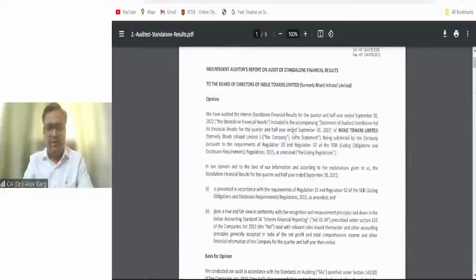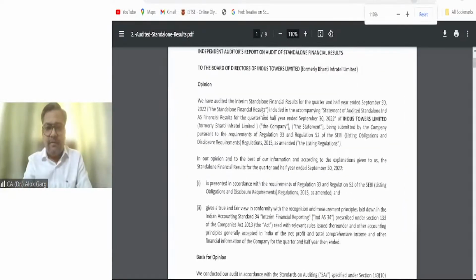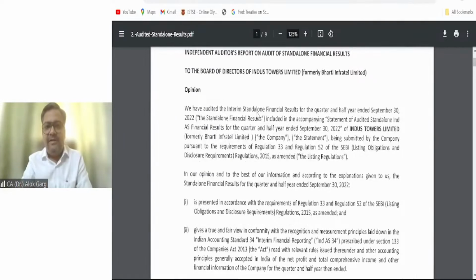And you can see the auditor has also written that we have audited the interim standalone financial results, not interim financial statement, interim standalone financial results for the quarter and half year ended, included in the accompanying statement of audited standalone Ind AS financial results for the quarter and half year ended, being submitted by the company pursuant to the requirement of Regulation 33 and Regulation 52 of the SEBI Regulations 2015.